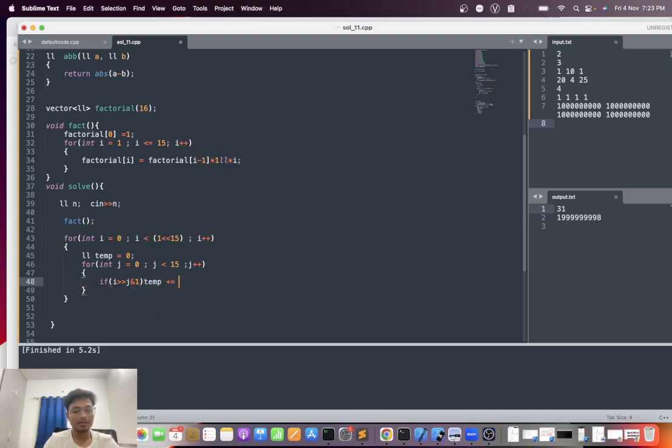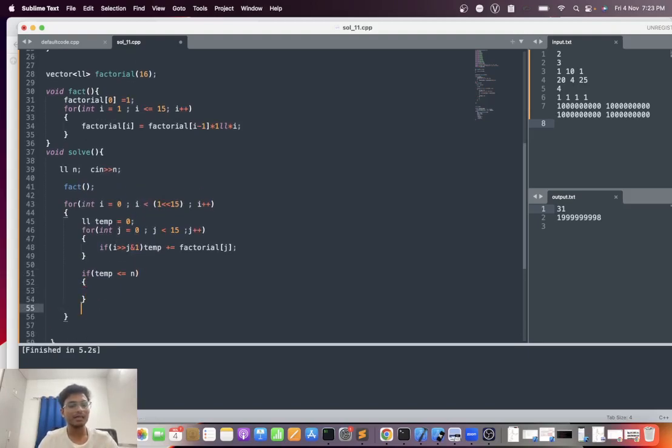Answer will be factorial of j. Now if temp is more than n, then it can't be possible to get into the sum. It can't be possible. If it is smaller, then I will find what is the remaining, and I'm going to compensate the remaining with powers of 2. Remaining will be n minus temp.